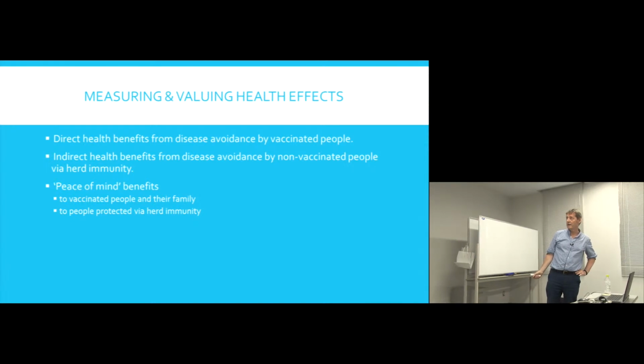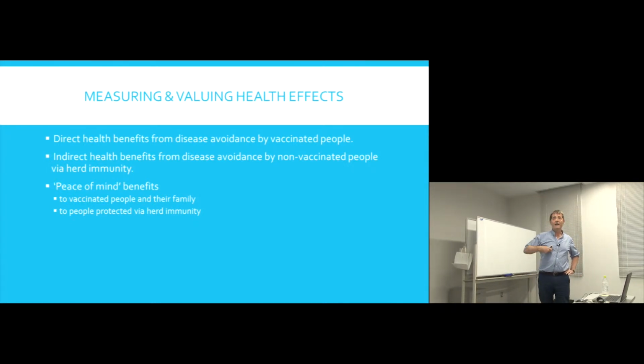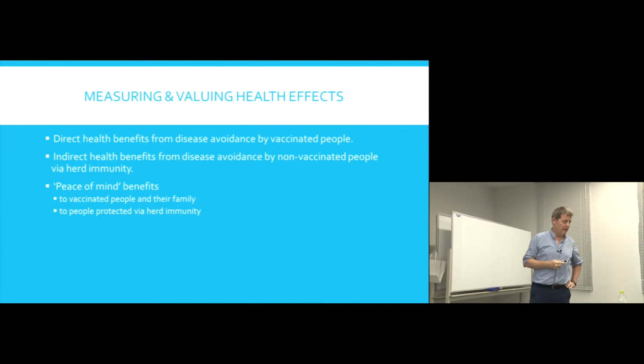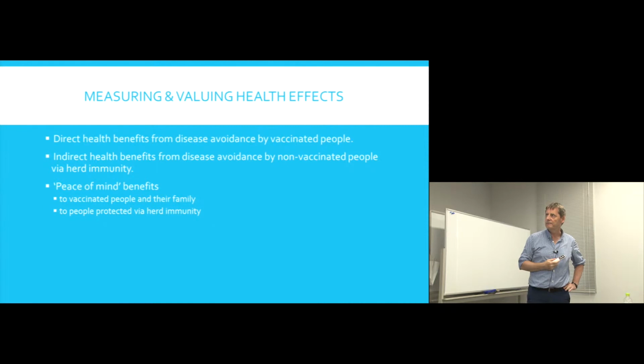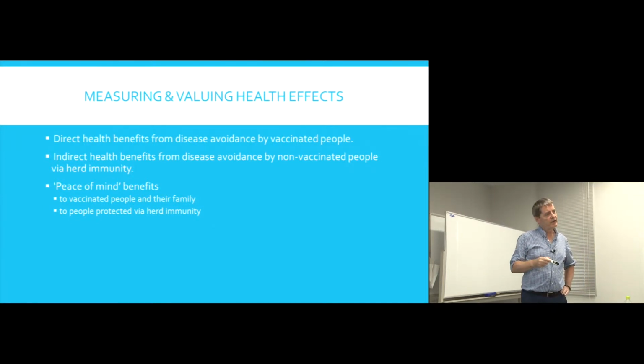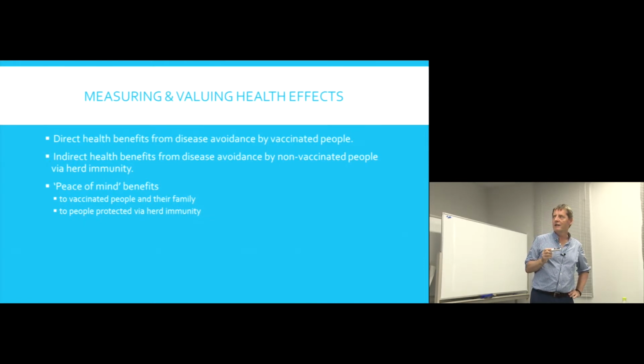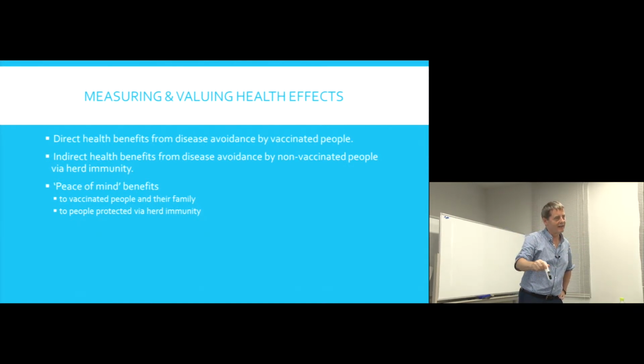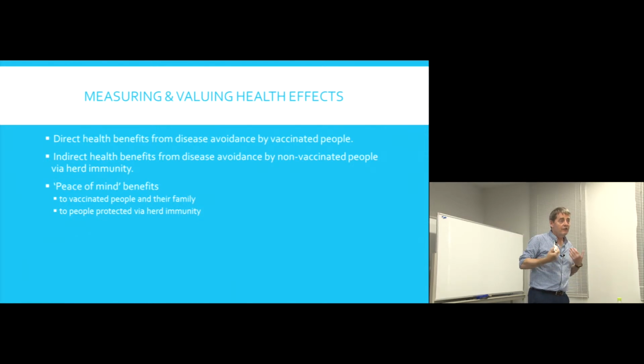So, measuring and valuing health effects. Clearly, a lot of the health benefits are directly to those people who are vaccinated, because they have a better chance of avoiding disease. But there are also benefits, and this does make vaccination a little bit different, to non-vaccinated people, because they will face a lower risk because other people are vaccinated. So other people getting vaccinated gives you a benefit. You don't have to be vaccinated yourself to get a benefit. In economic jargon, this is called an externality, and in health contexts we always use vaccination as an example of externality.